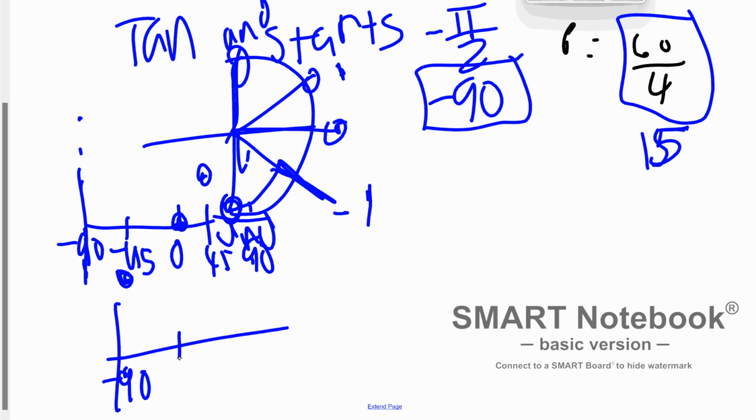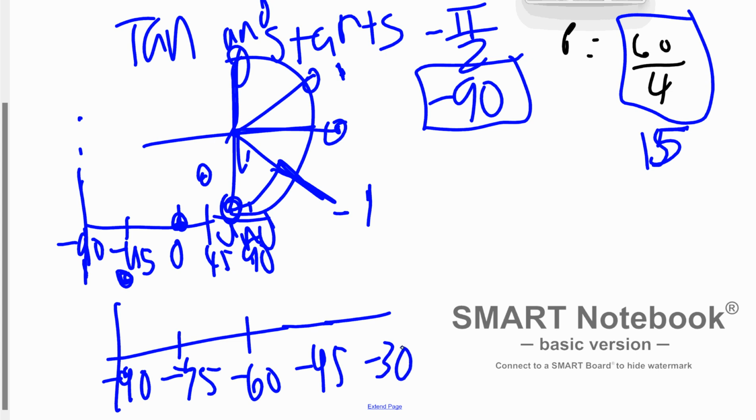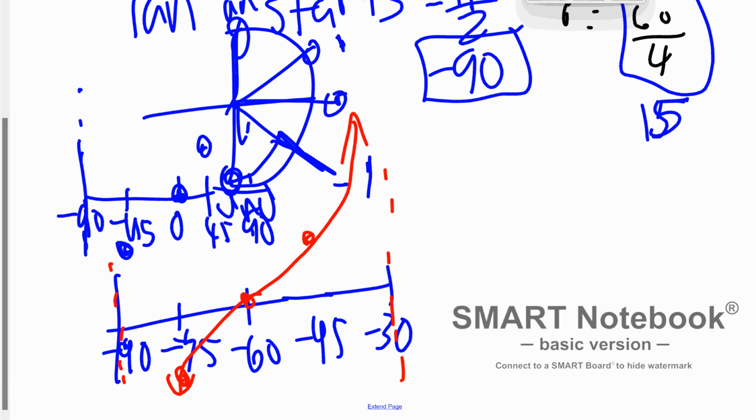So that would be negative 75, and then negative 60, and then negative 45, and then negative 30. So those are our 5 x's. And then we go undefined, negative 1, 0, 1, and then undefined. And what this actually looks like is kind of like a cubic. It's kind of curved up here, and then it's kind of curved down this way, and it keeps on going and keeps on going here. And so that's what it would look like.